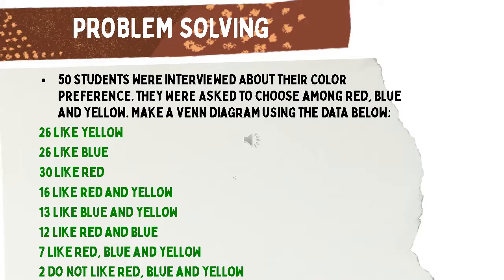26 students like yellow, 26 students like blue, 30 students like red, 16 students like red and yellow, 13 students like blue and yellow, 12 students like red and blue, 7 students like red, blue, and yellow, and 2 students do not like red, blue, and yellow. So now, we're going to represent this data in a Venn diagram.